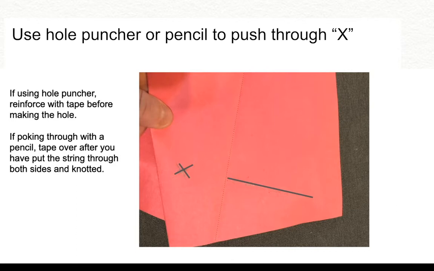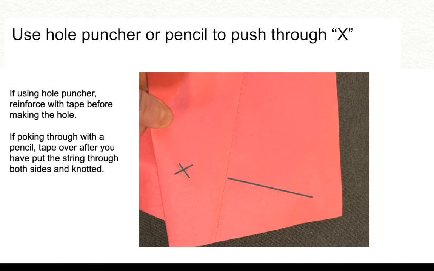So my line, the straight line over here on the right hand side is actually where my straw is, so you guys can see kind of where I'm making this hole for our string. And then I have a dotted line in the center, and that's showing where my wing fold is, and then the X is where we're gonna punch through.